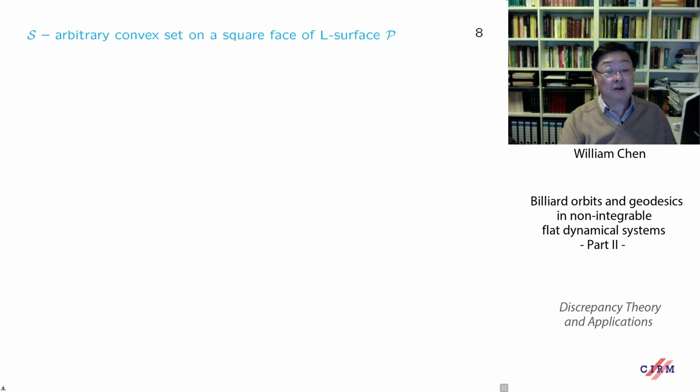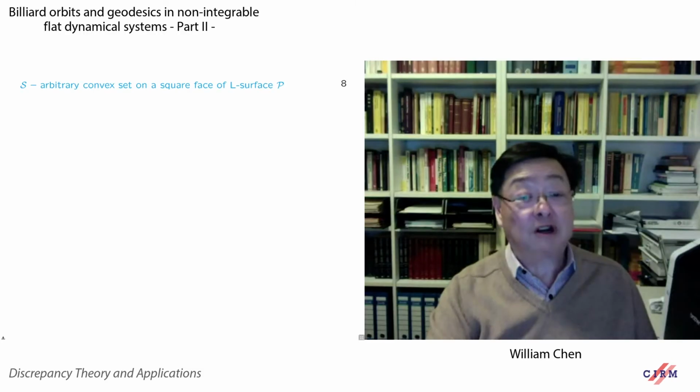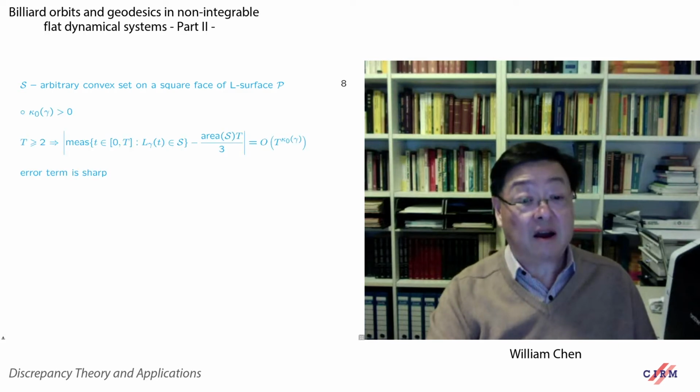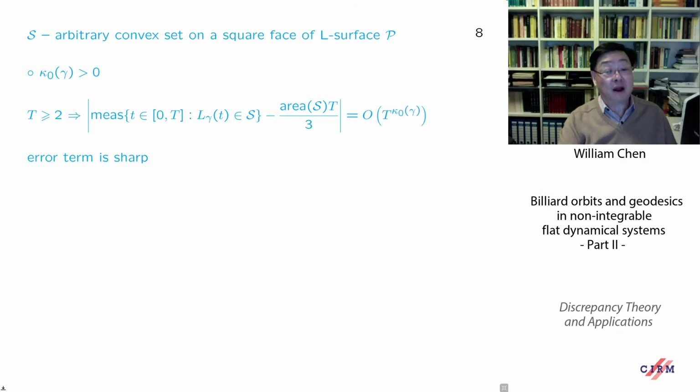Now, how about uniformity? Let's suppose that we have an arbitrary convex set on a square face of the L surface P. Suppose that the irregularity exponent is positive, like in the case when alpha is 1 plus root 2. Then again, we have uniformity in a similar sort of format, where the error term is big O of t to the kappa naught, and the error term is sharp.